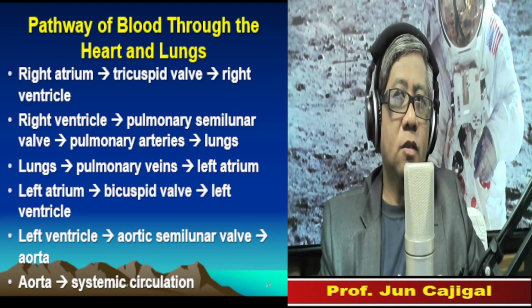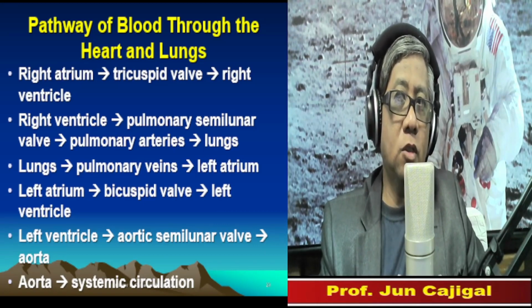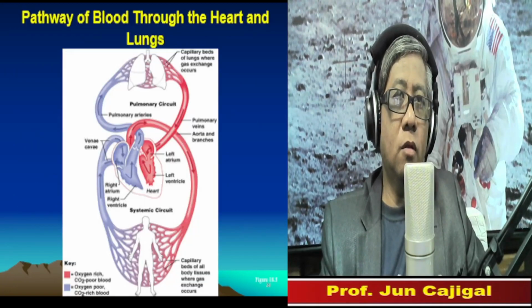Now, with this discussion of the pathway of blood through the heart and lungs, we can say that there are two general circulations that make up our circulatory system. So we have what we call the pulmonary circuit, or pulmonary circulation, and we have the systemic circuit, or systemic circulation.